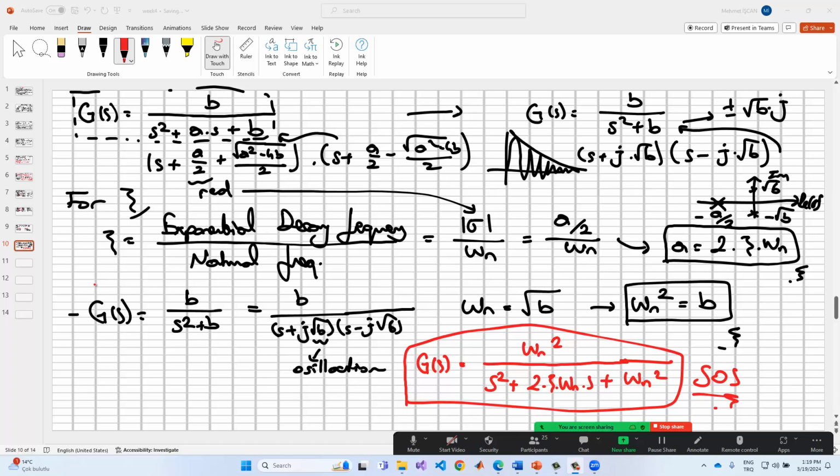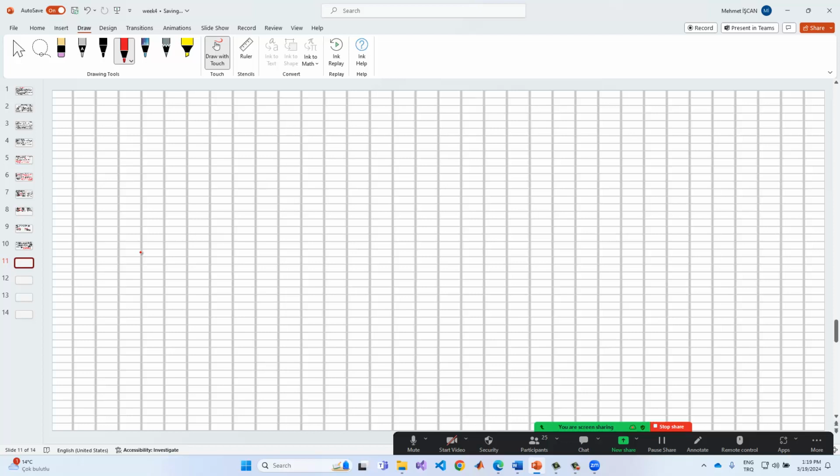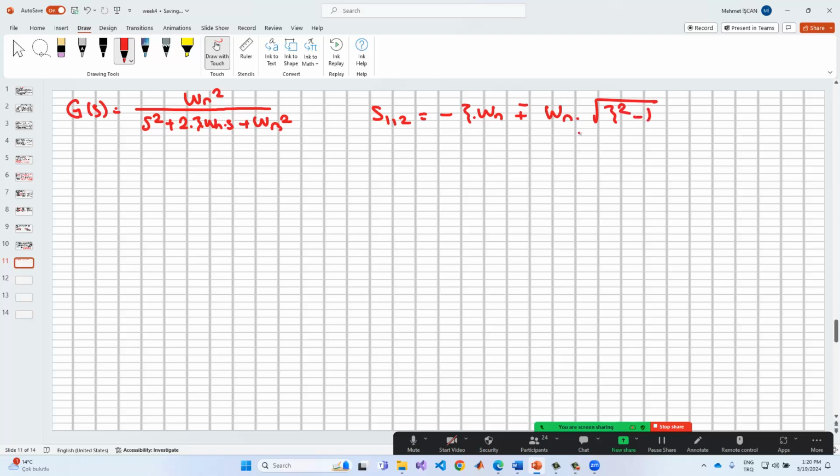If there is no question, then we can write this term again in here, just like this one: omega n square over s square plus 2 zeta omega n s plus omega n square. Okay, and so we have two poles in here with the definition of minus zeta omega n plus or minus omega n times the square root of zeta square minus 1. These are the roots or the poles for our system.